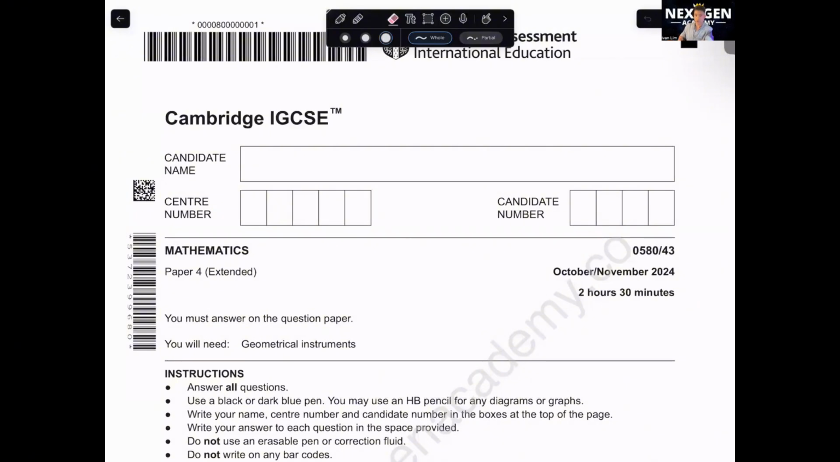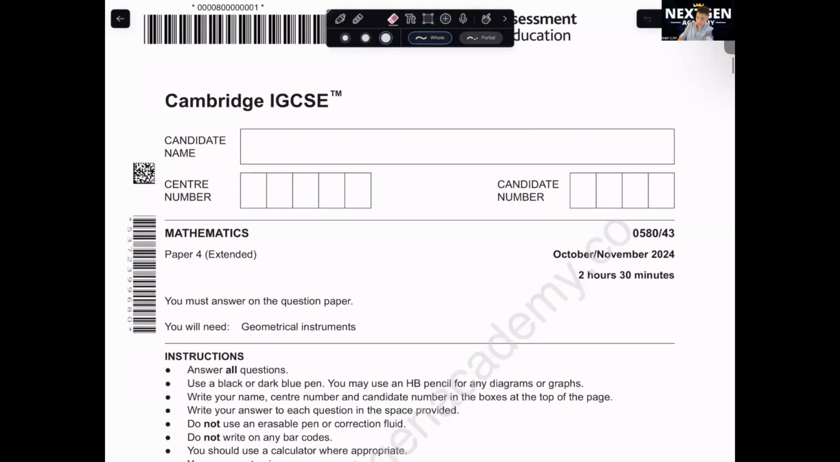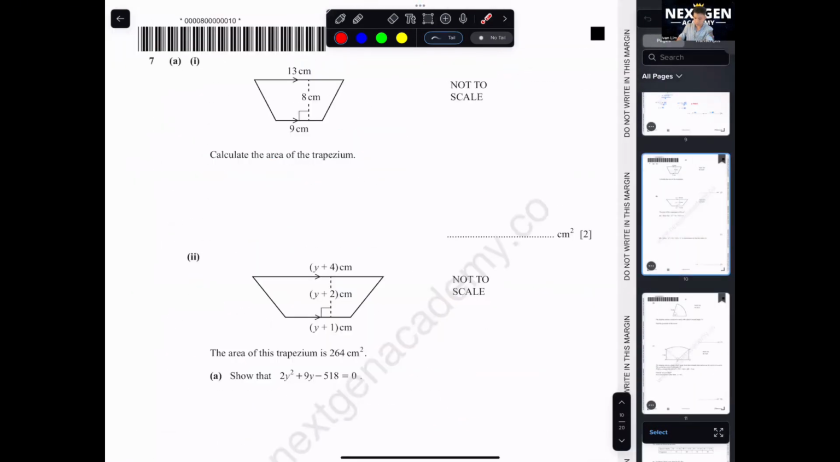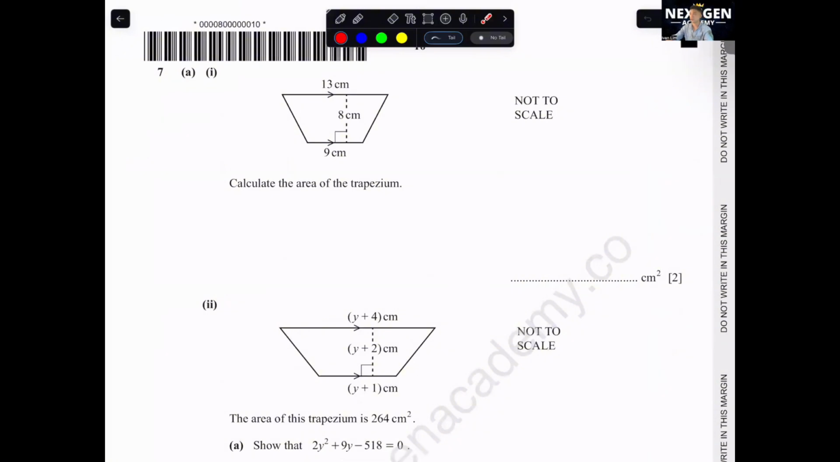Alright. Okay, welcome back, my NextGen family. We are going to go through the second part of October-November 2024, paper 4-3. In the first video, we have already done the first half of it, so we'll continue on from question 7 onwards. Question 7 is on shapes and expression. 7A1: calculate the area of the trapezium.